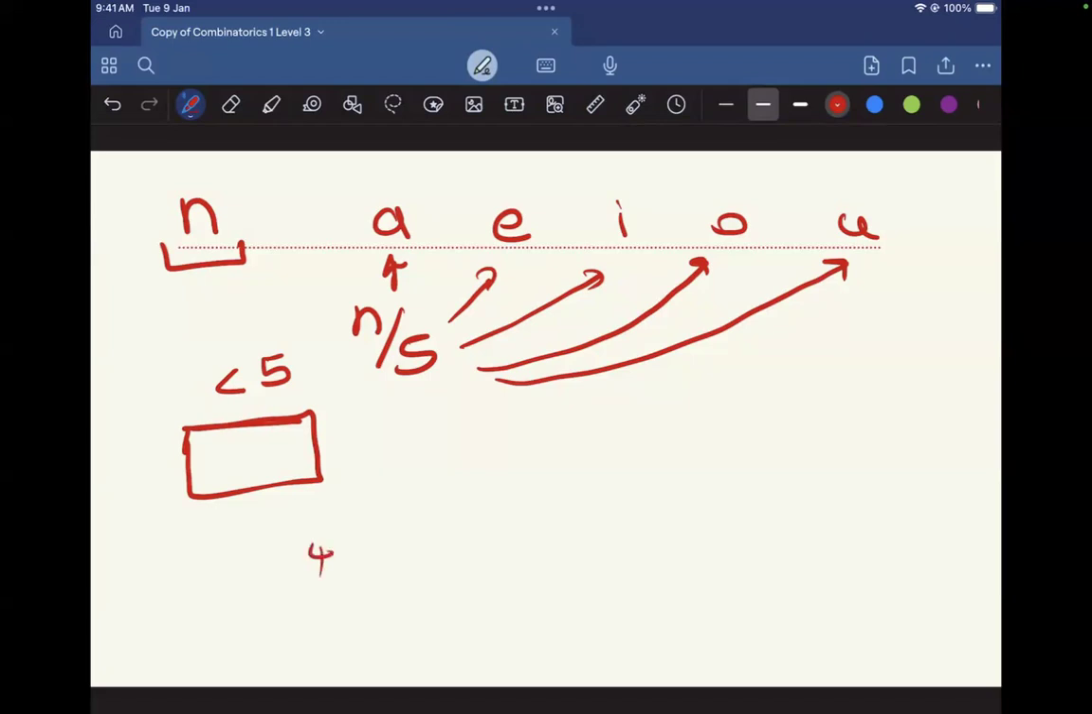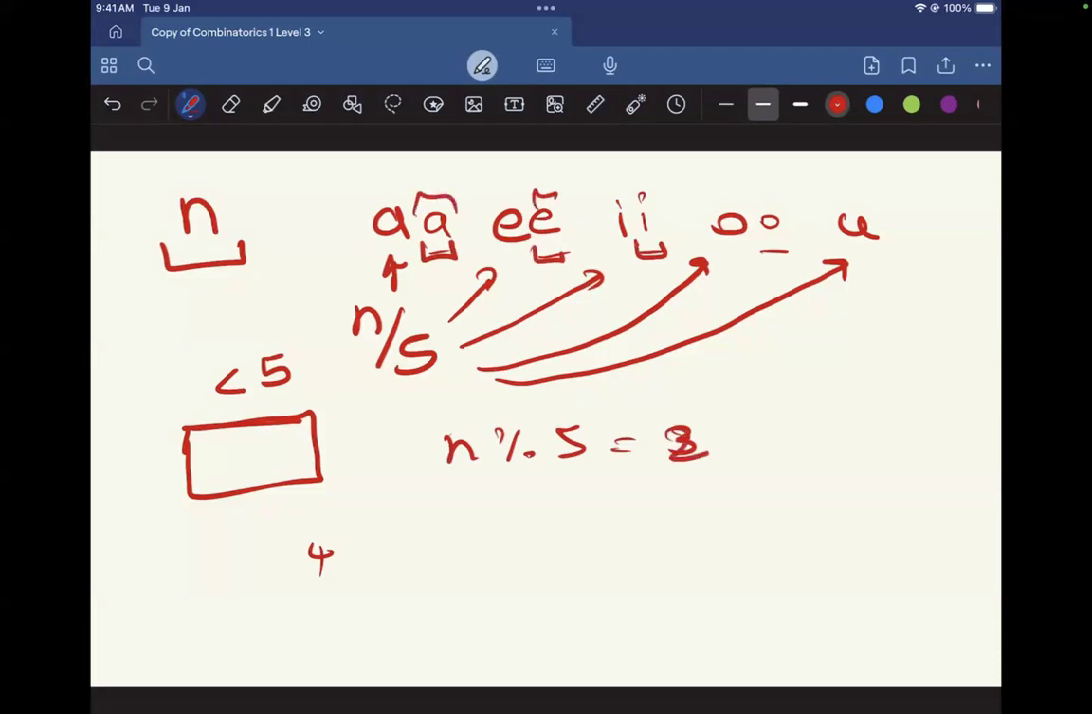Now, let's say the remainder is 4. I will just add 1 in A, 1 in E, 1 in I, 1 in O, right? I have added 4. If n modulo 5 was 3, then I would have added in A, E, and I. If it was 2, I would have only added in A and E. And if it was 1, I would have only added in A. If it was 0, I wouldn't have added in any of them, and I would have printed the string as it is. Is this much clear, guys?